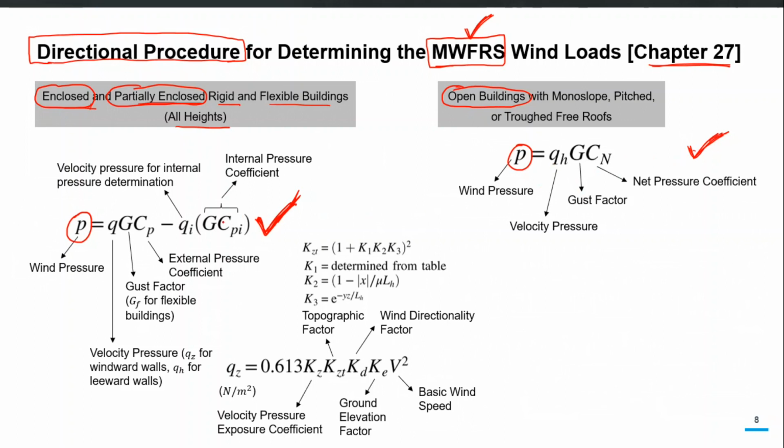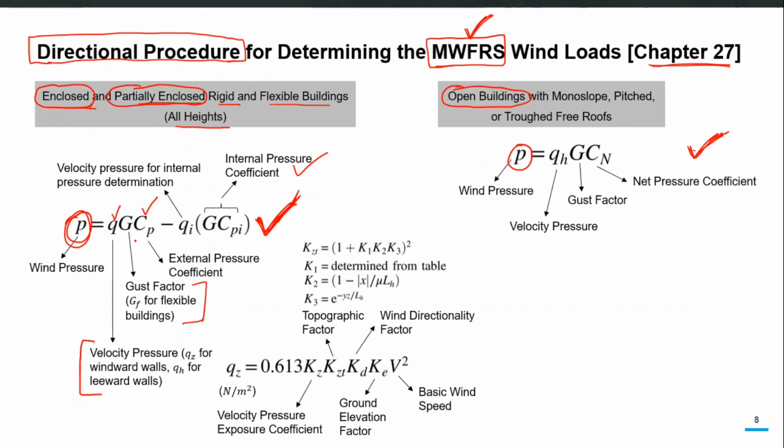So actually if you look at the construction of this equation, the pressure, wind pressure P, is actually a product of three quantities. One is the velocity pressure, which is denoted as Q, and then one is the gust factor. I'll discuss in a moment what effect it accounts. And then there is a pressure coefficient. Pressure coefficient for external pressure and internal pressure is different. For external pressure it is denoted as Cp. For internal pressure it is GCPI.